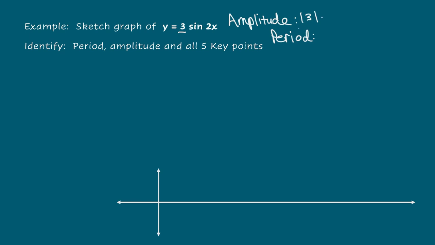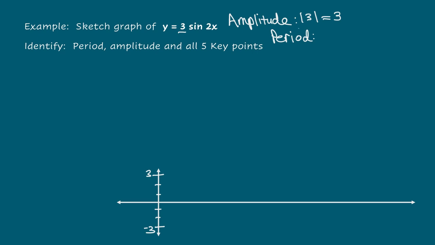So we are going to have amplitude of 3. So that means we are going to have a maximum value off of our midline of 3. So we'll just have a maximum value on our graph of 3, and we're going to have a minimum value of -3. So I'm just going to go ahead and put that on my graph down here.